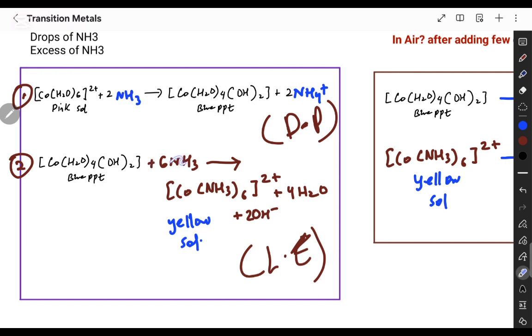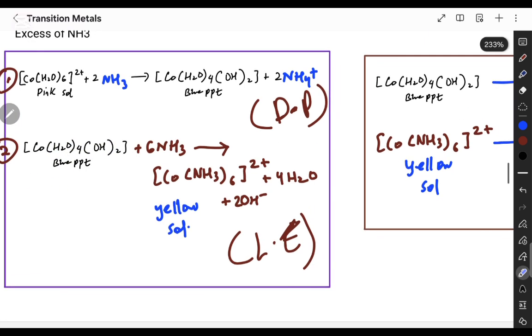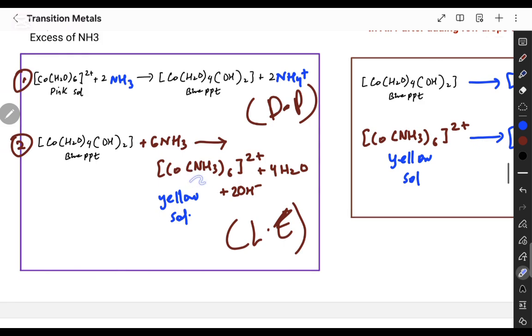We're gonna add excess ammonia, so we're gonna have 6 ammonia ligands, and they're gonna replace the water and the hydroxo ligands or hydroxide ligands, and we're gonna have a ligand exchange occurring. So the first one is deprotonation, this one is ligand exchange, and we're gonna go from blue precipitate to a yellow solution. Okay, a yellow and light brownish solution, and this is gonna be ligand exchange, right? And the reason why I'm writing all these equations is because they want you to know the colors, but they also ask you the equations in exam.